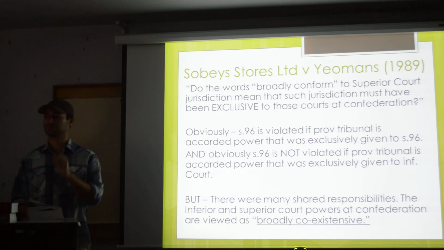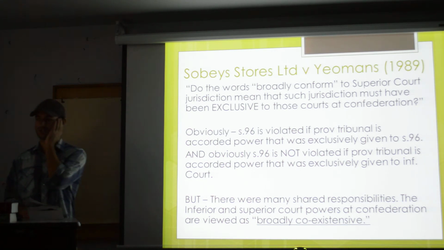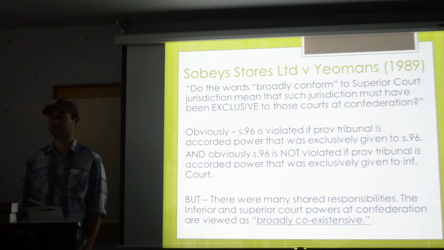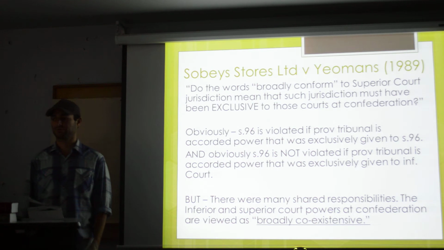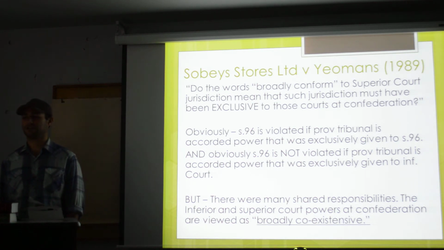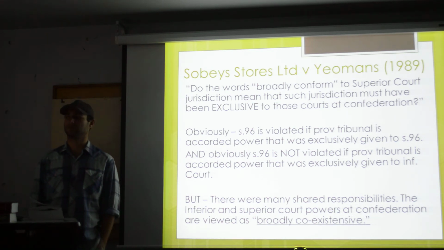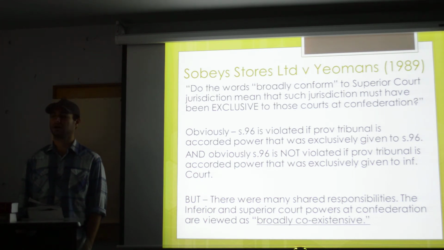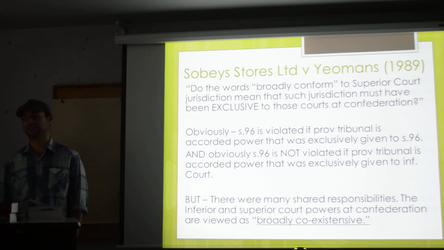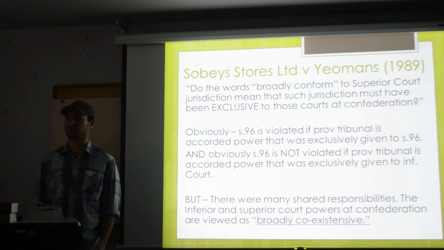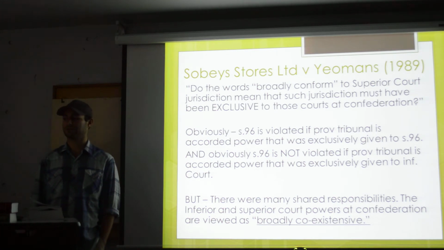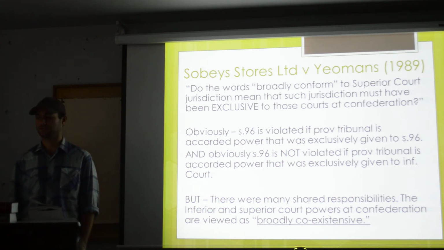Okay, so do the words broadly conform to superior court jurisdiction mean that such jurisdiction must have been exclusive to those courts at Confederation? This is question 2, before we get to the three-part test. Obviously, Section 96 is violated if a provincial tribunal is accorded power that was exclusively given to superior courts. And obviously, Section 96 is not violated if the provincial tribunal is accorded power that was exclusively given to an inferior court. But there are many shared responsibilities.